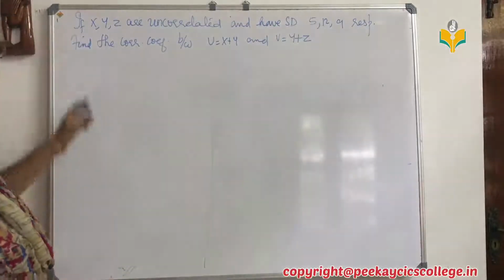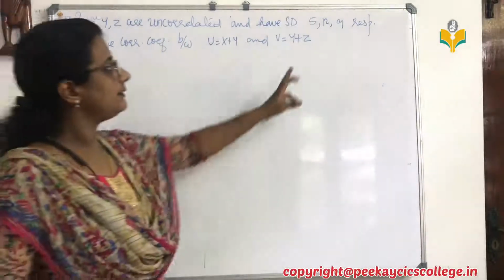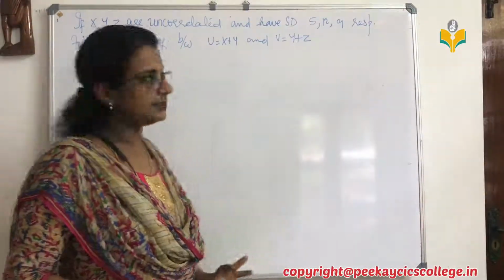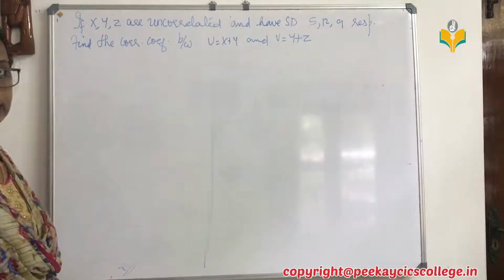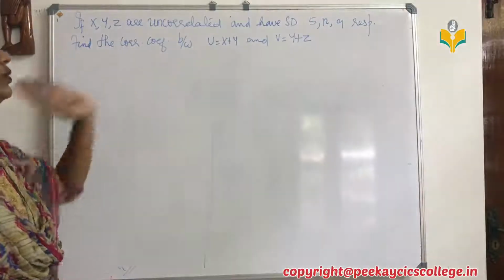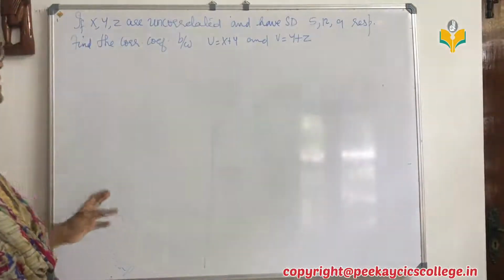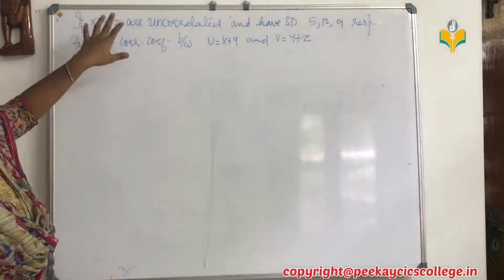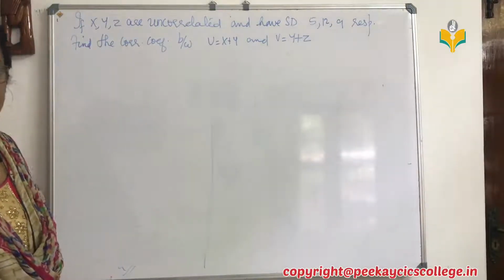Next question. If x, y, z are uncorrelated and have standard deviation 5, 12, 9 respectively, find the correlation coefficient between u equal to x plus y and v equal to y plus z. We want to find the correlation coefficient between u and v. We have also been given that x, y, z are uncorrelated random variables.